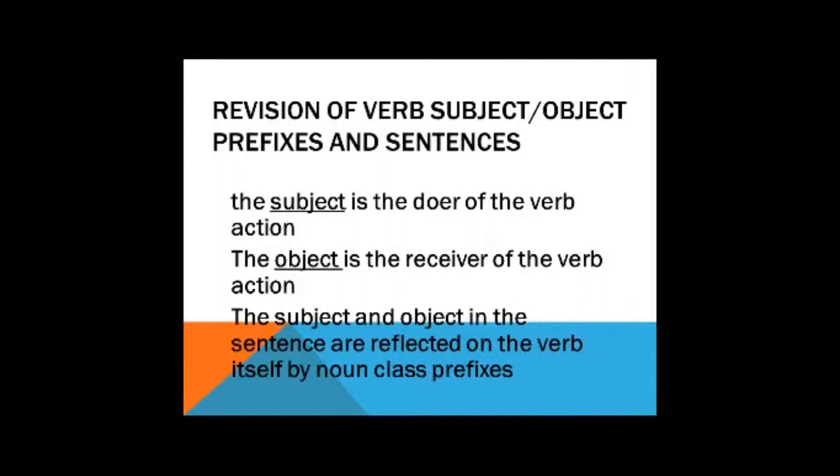Before we launch into the topic proper, I just want to do a quick bit of revision here. For our purposes, the subject is the doer of the verb action, that is the noun in the sentence that is the doer of the action of the verb. The object is the receiver of the verb's action, that is the noun in the sentence that expresses the who or what that is receiving the action of the verb. And the subject and object in the sentence are reflected on the verb itself by noun class prefixes. Remember the order that the prefixes occur in, subject first followed by object, and remember that the prefixes are cross-referencing the nouns in the sentence in terms of the noun classes that the respective nouns fit into.